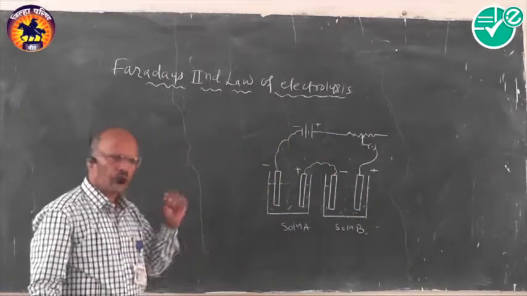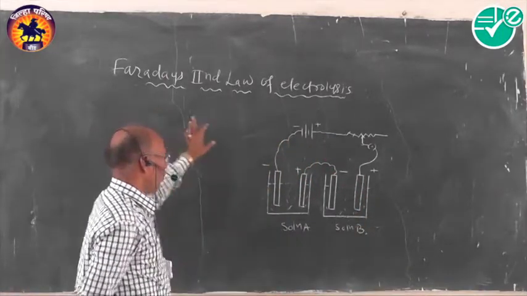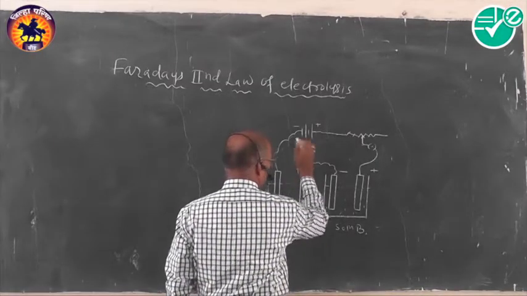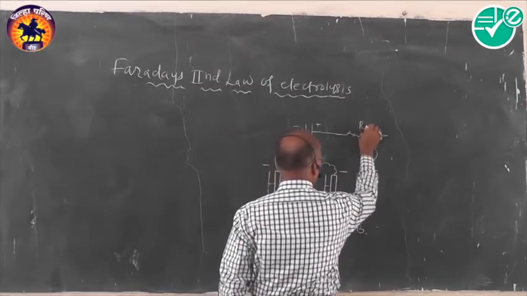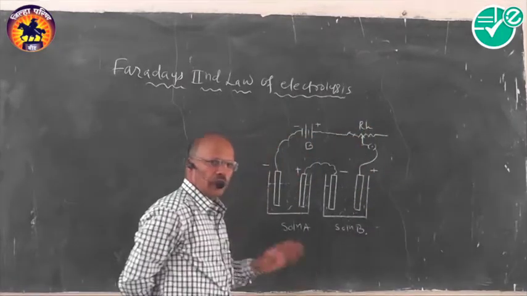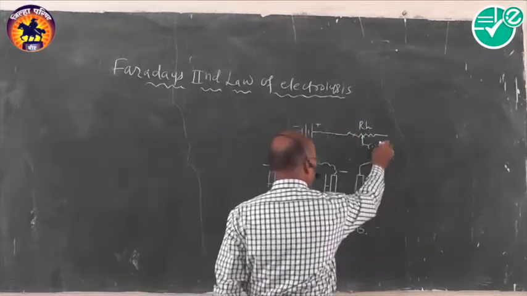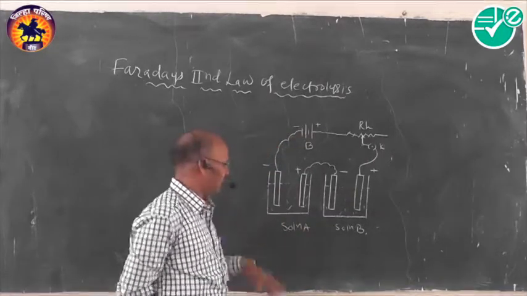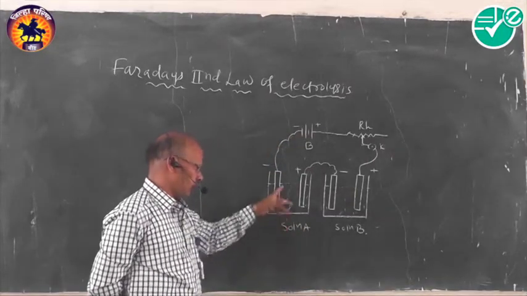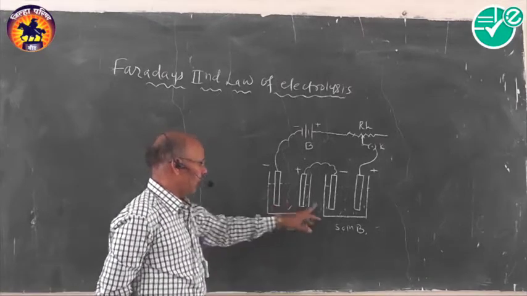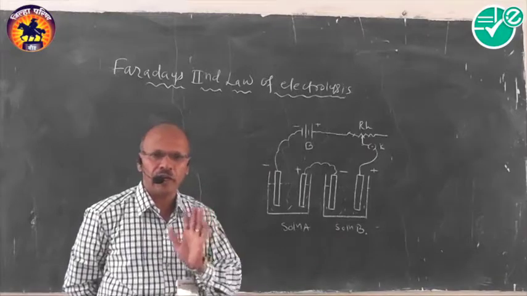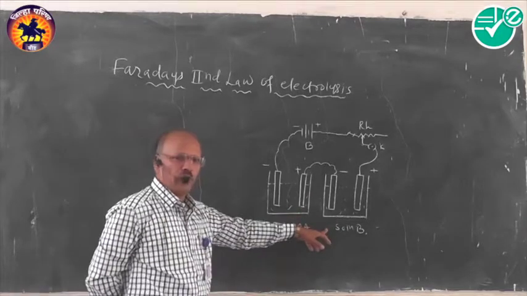Okay. So for our explanation of Faraday's second law of electrolysis, consider the figure here. It is battery B. There is a rheostat to add resistance. There is a key along the same. These two are the solutions or two half cells. The first one is solution A, and the other is solution B. So in this case, the two electrolytes are connected in series, just as shown in the figure.